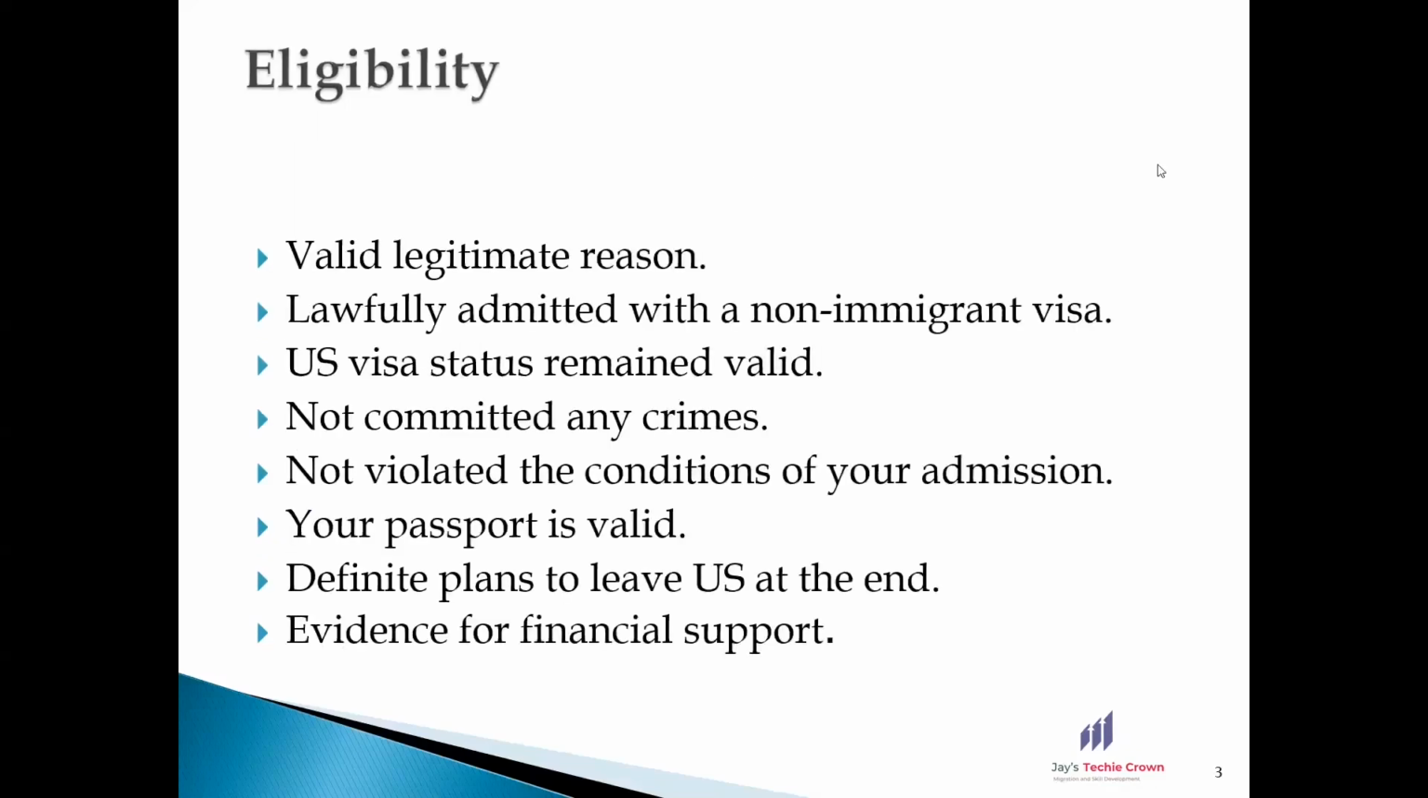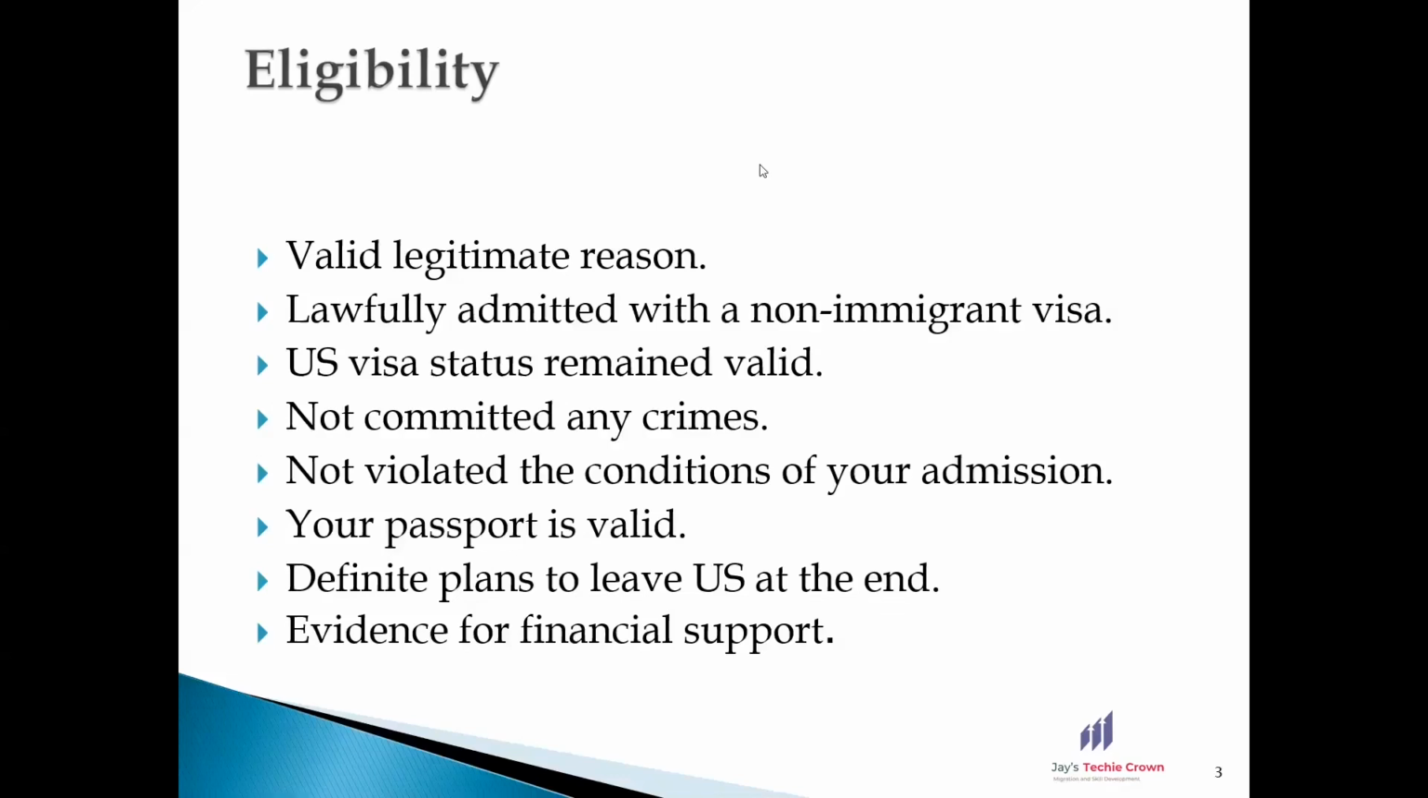These are the few checks that a person has to do before he goes for an extension or change of status. The first one would be the valid or legitimate reason. The person should have a valid reason for his stay. And secondly, he or she should have been legally and lawfully admitted into the US with a non-immigrant visa in case of change of status. Or he can be on a visitor visa and he should be legally admitted. And third thing, his US visa should remain valid. When you go for applying extension, there should be a valid I-94 before you apply for extension.